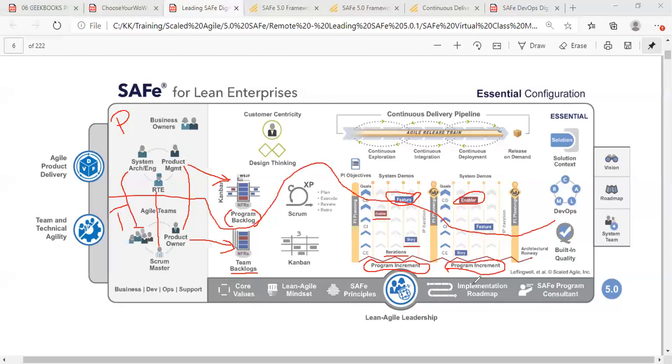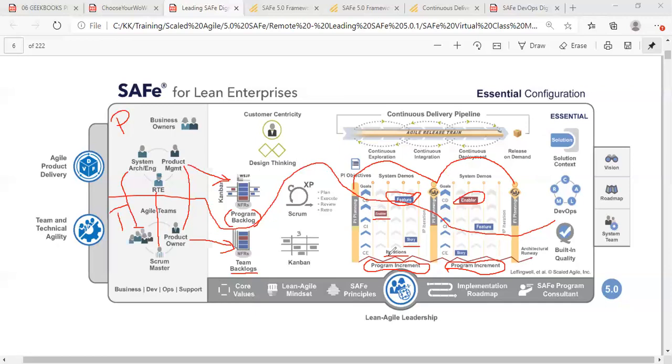Now you can see that this bar represents one PI. This duration is one PI. This duration is the second PI. So this is how we have PIs, similar to increments or iterations, or sprints, at the team level. So this is the cadence. This is the time box which is defined.